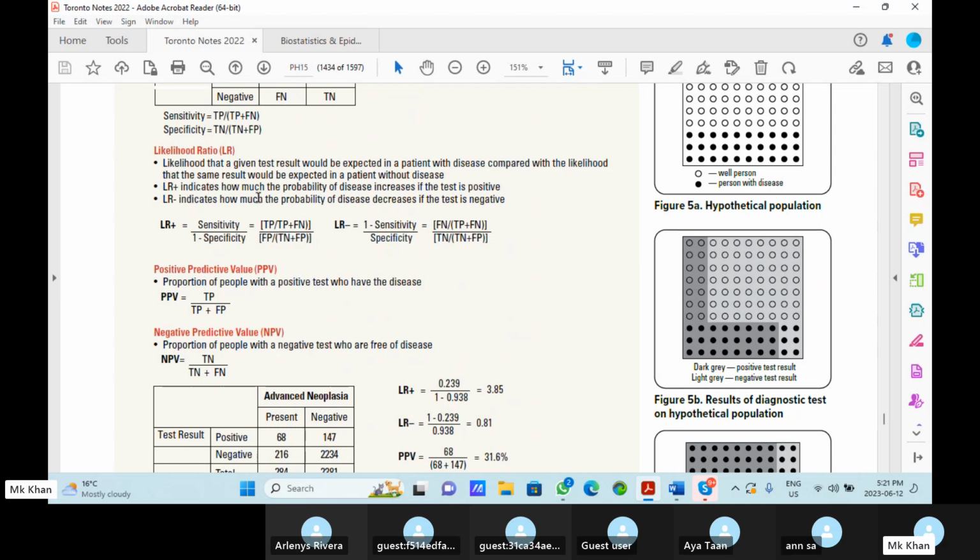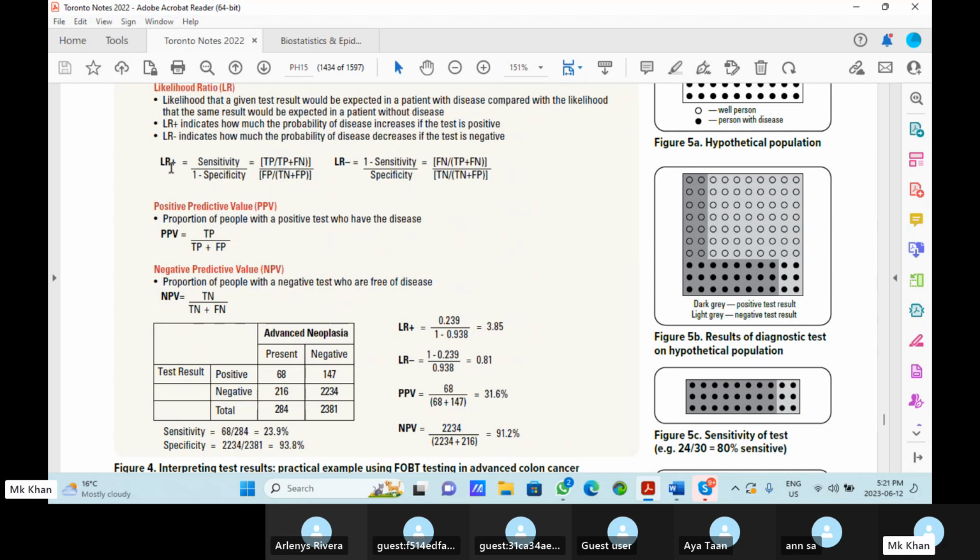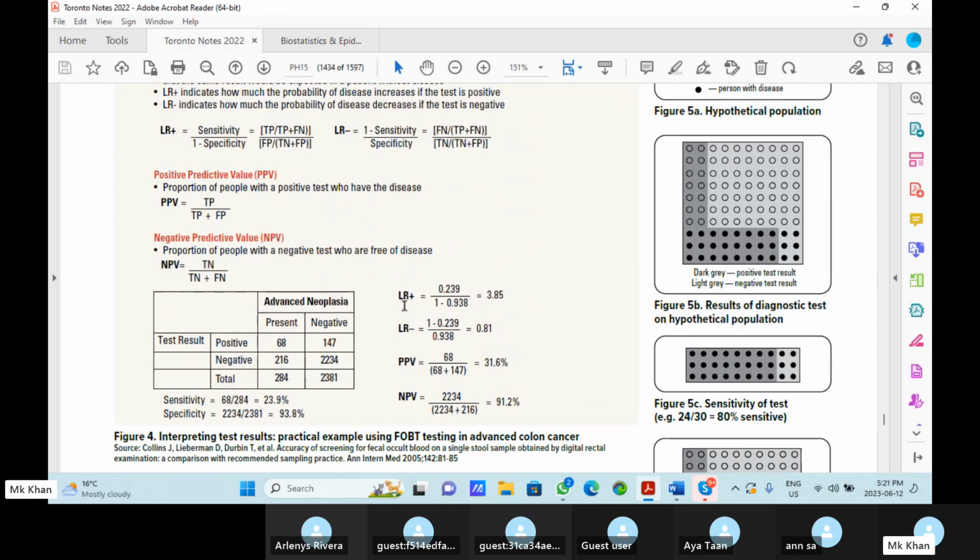Likelihood ratio positive means how much the probability of disease increases if the test is positive. So basically, if the test is positive, how much chance is there that the disease is actually present. And likelihood ratio negative indicates how much the probability of the disease decreases if the test is negative. So this is just the formula. The positive is sensitivity divided by 1 minus specificity, and likelihood ratio negative is 1 minus sensitivity divided by specificity.